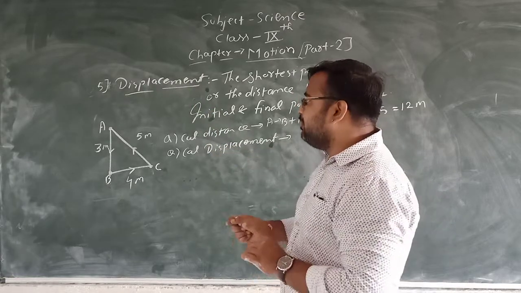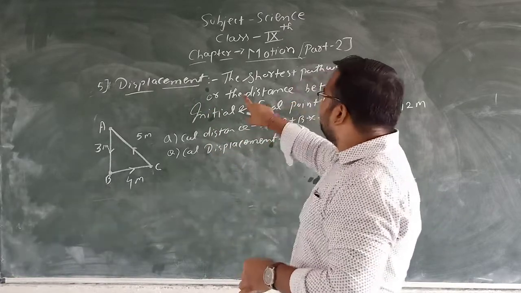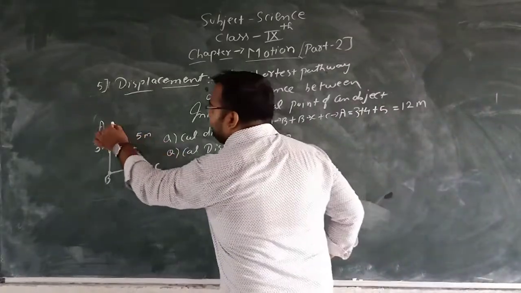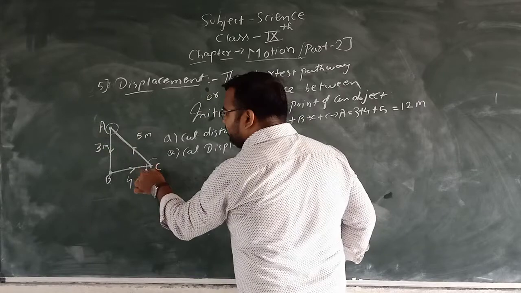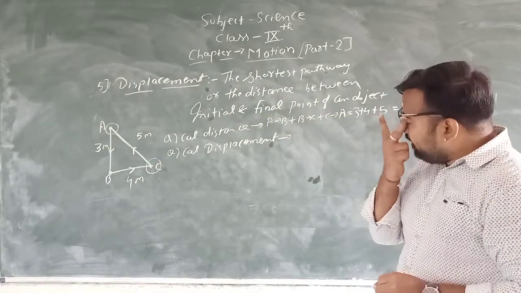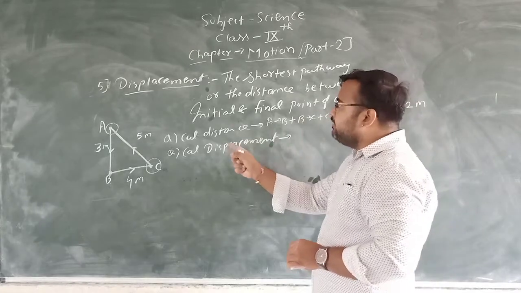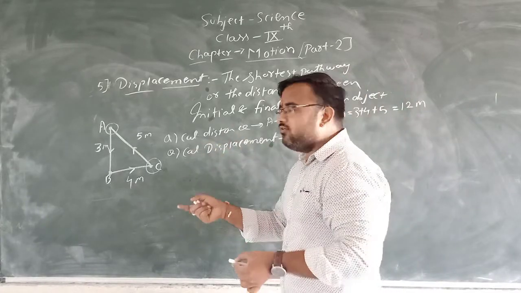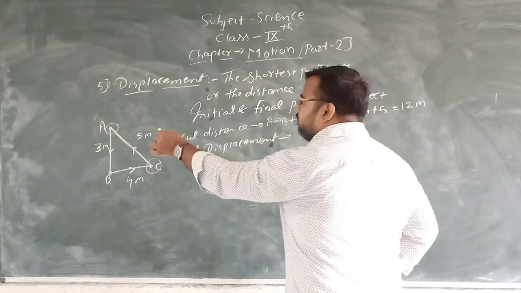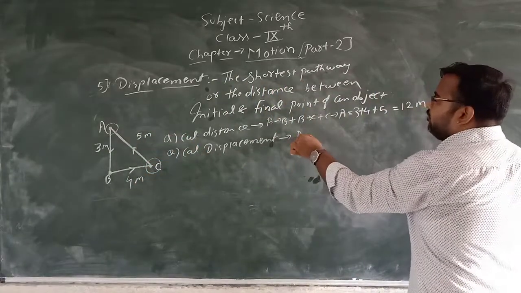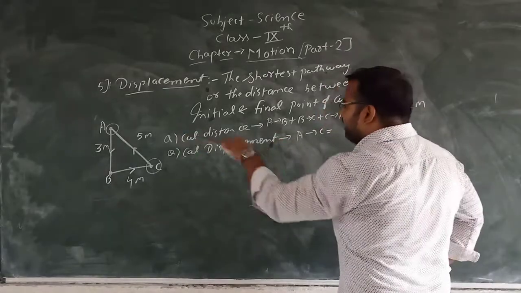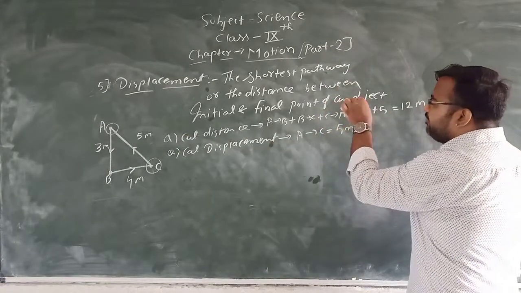Displacement is the distance between the initial point and final point. The initial point is A and the final point is C. So if I have to calculate displacement, the definition is the distance between the initial point and final point. So the displacement would be from A to C. This is the shortest pathway, and this is 5 meters.